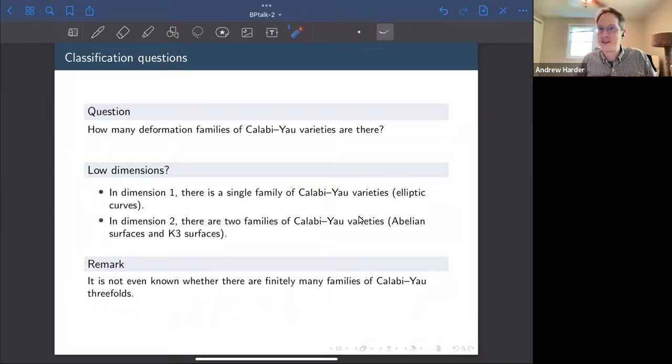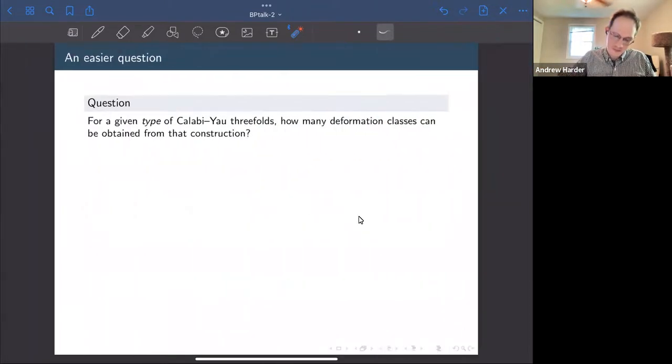This is a very interesting phenomenon. I don't quite understand it. So since the question of classification of Calabi-Yau threefolds in general is very difficult, we want to simplify our question and maybe specialize the classes of Calabi-Yau varieties that we're going to look at. So the question that I'll follow this up with is, for a given type of Calabi-Yau varieties, how many deformation classes do we get? Or can we answer even the more coarse question of, is there a finite number or infinite number of Calabi-Yau varieties of a given type?